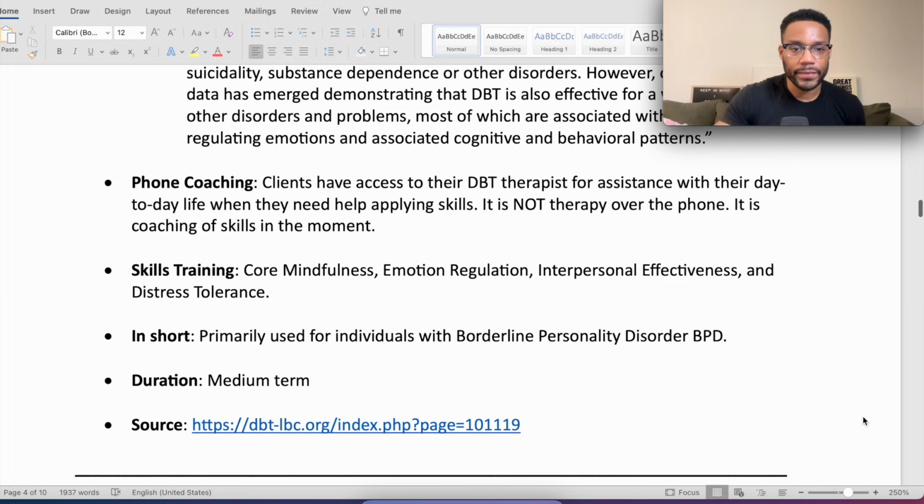In short, primarily used for individuals with borderline personality disorder. And I know we just read where it can be used for other issues, but primarily DBT is used for clients with borderline personality disorder. And Marsha Linehan, the creator of DBT, designed it for that purpose. And duration, medium term. And again, I'll put the link down in the description below.